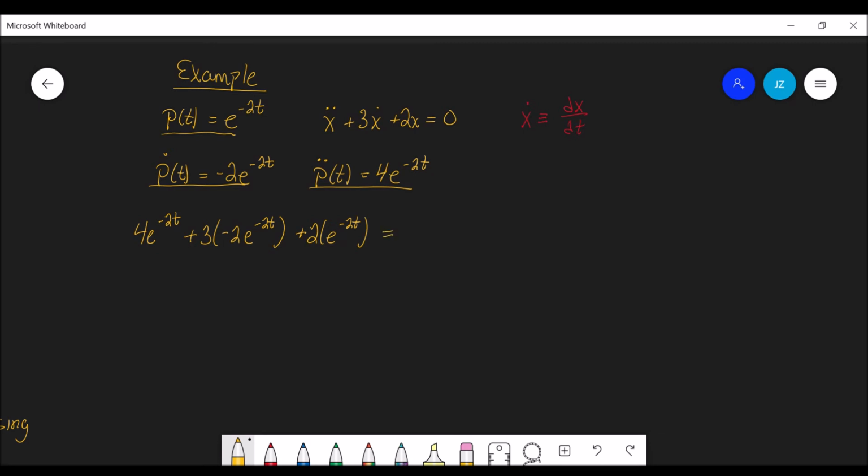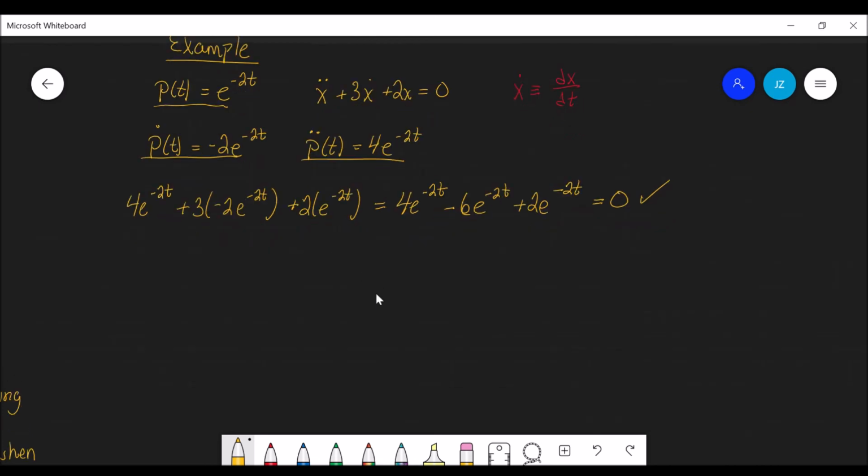So what does this give us? We'll get 4e to the negative 2t minus 6e to the negative 2t plus 2e to the negative 2t. 4 and 2 is 6, minus 6 is 0, so this does indeed equal 0. So this choice of p satisfies the differential equation and is thus a solution to the differential equation.